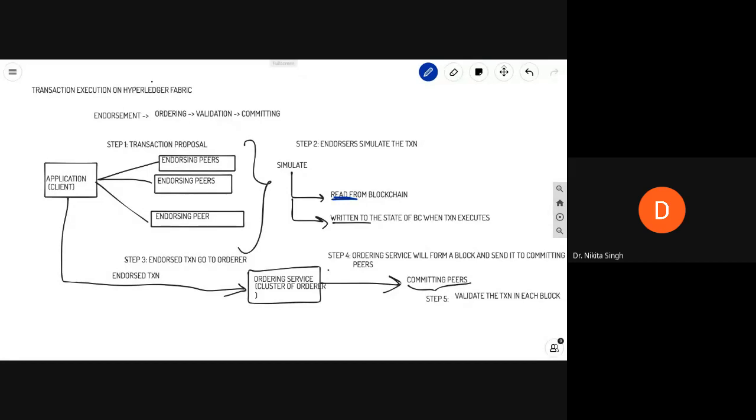Now the committing peer will validate the transactions. The transaction is written to the ledger and the blockchain is updated. So this is how the transaction execution happens on the blockchain network.